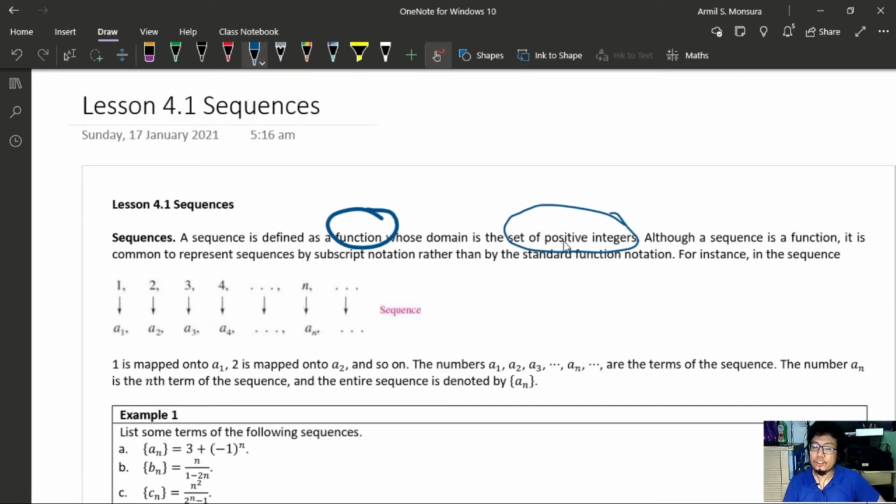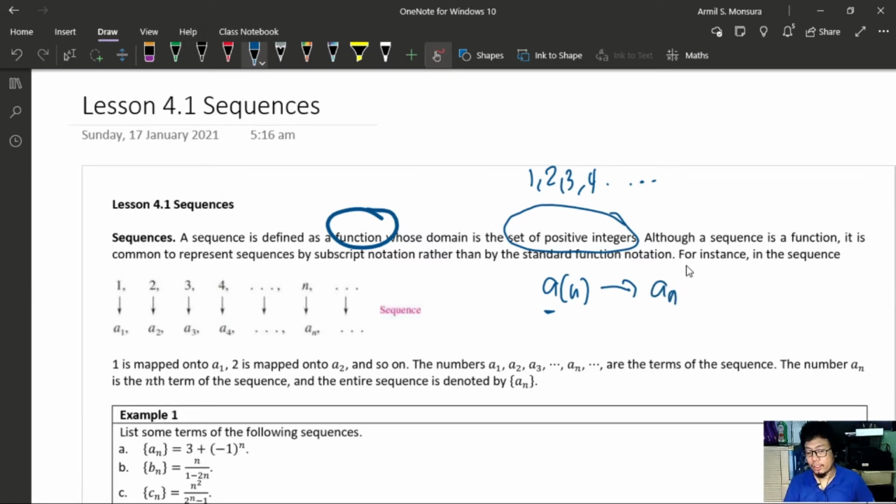Sometimes this is not really just positive integers like 1, 2, 3, 4, and so on. It actually sometimes includes zero. Although in this case we will consider only the set of positive integers as the domain of your sequence. Although a sequence is a function, we will not use the standard function notation, like a of n, where a denotes the term of the sequence. Rather, we will use the subscript notation a sub n instead.